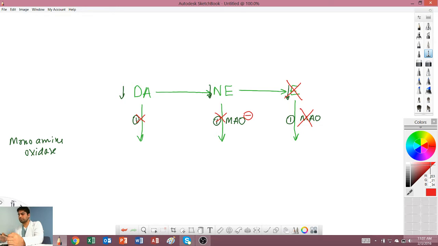Serotonin, that's another neurotransmitter. It's not involved in that. No. You can call it, but serotonin is made from tryptophan, a different amino acid. These are made from tyrosine.